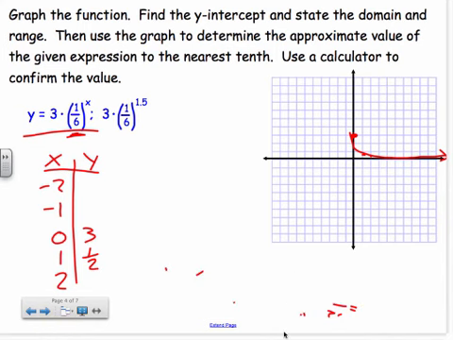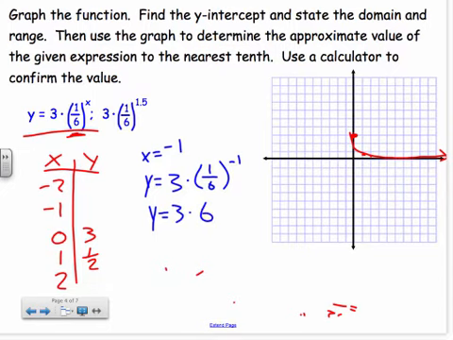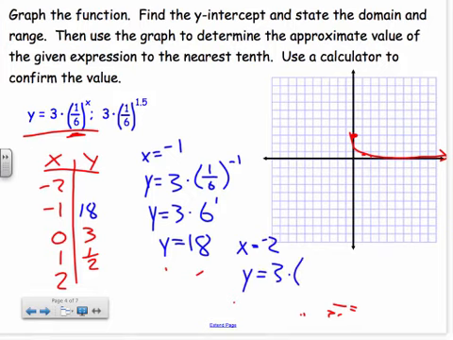So when x is -1, I would get y equals 3 times 1/6 to the negative first. Well, remember, it just flips my fraction here. So 3 times 6, actually. So we get 18. To the negative first, if I want it to the positive first, it just flips my fraction. So 18. And then when x is -2, that's really 3 times 1/6 to the -2. So it's really 3 times 6 to the positive second power, right? Flips it, and it makes it positive, so y equals 3 times 36, which gives us 108.